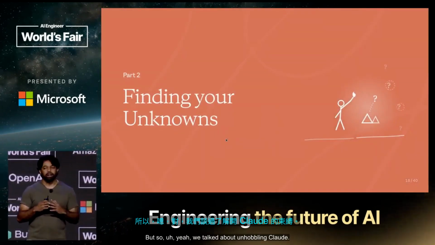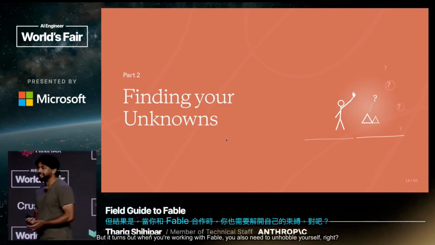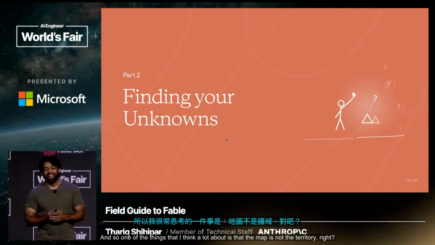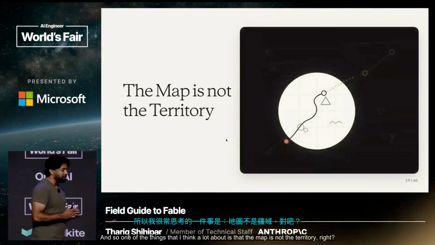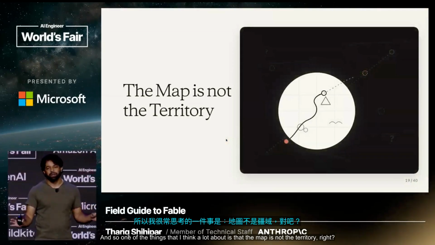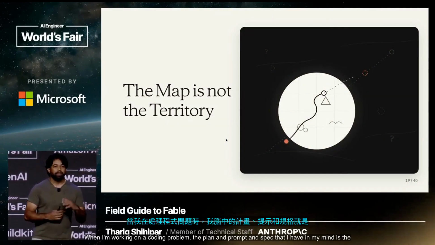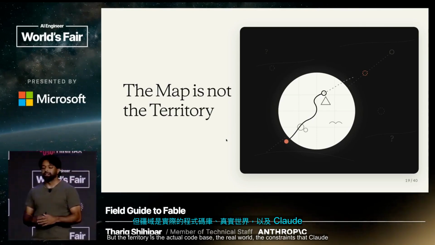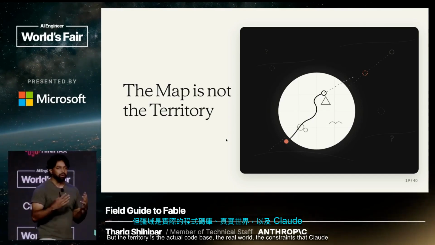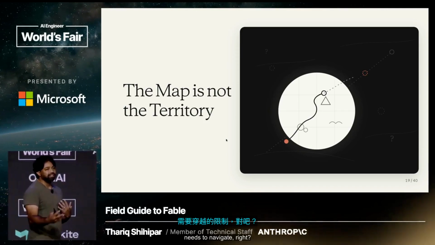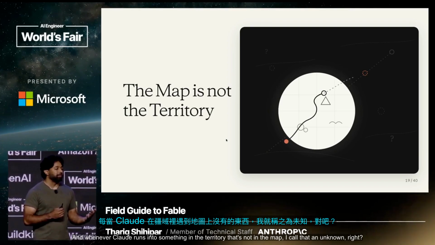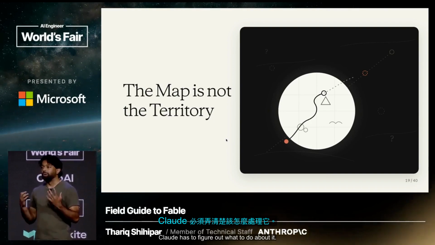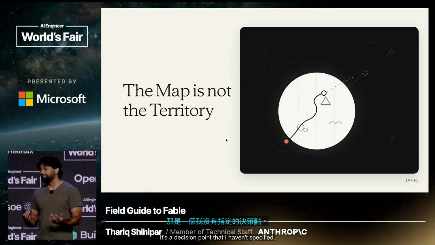But so, yeah, we talked about unhobbling Claude, but it turns out when you're working with Fable, you also need to unhobble yourself, right? And so one of the things that I think a lot about is that the map is not the territory, right? When I'm working on a coding problem, the plan and prompt and spec that I have in my mind is the map, right? But the territory is the actual code base, the real world, the constraints that Claude needs to navigate, right? And whenever Claude runs into something in the territory that's not in the map, I call that an unknown, right? Claude has to figure out what to do about it. It's a decision point that I haven't specified.